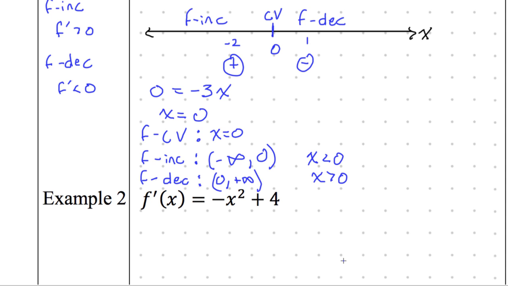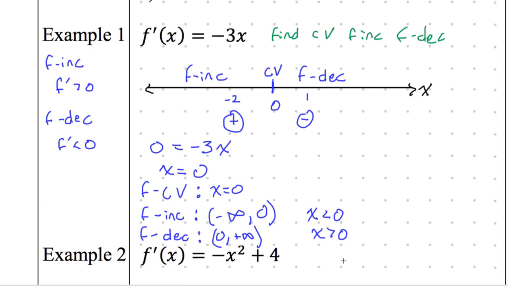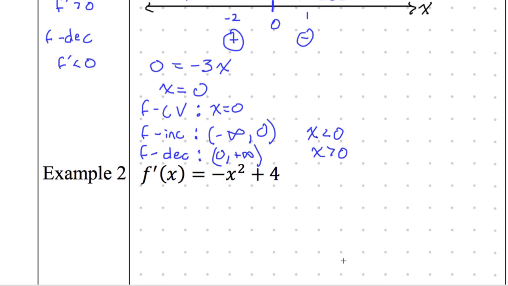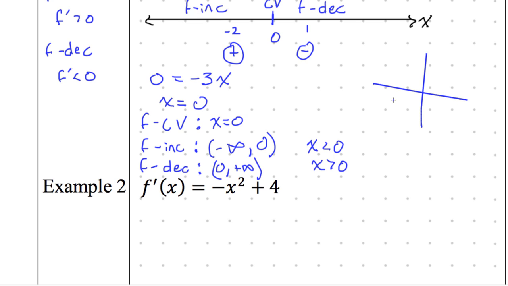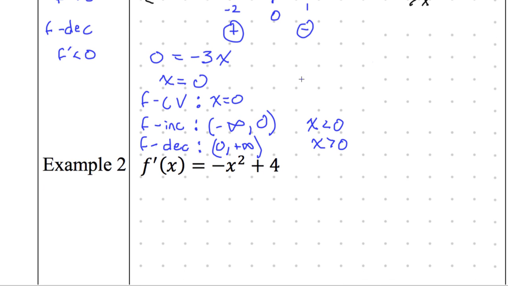Is that just what the homework is too? Yep, over and over again. So you don't actually need to make a graph where you have an x and a y-axis and say, oh, it looks like this. You are just finding where it's increasing, where it's decreasing, where the critical values are.